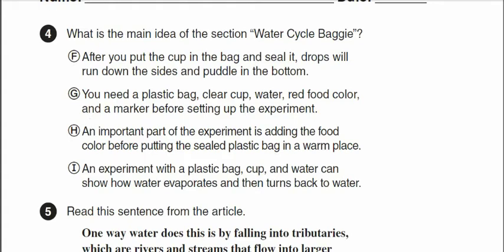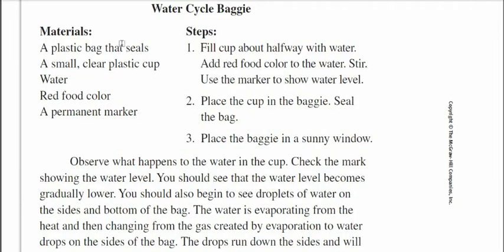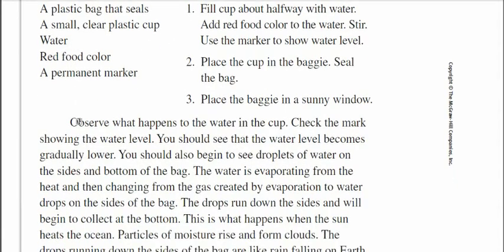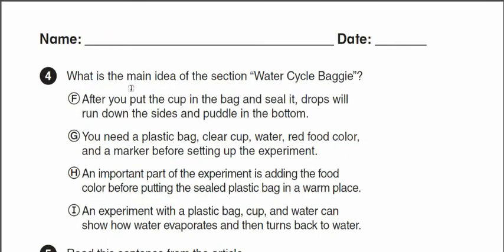If we go back to check that section, which is water cycle baggie, in this part, we have the materials for the experiment, then the steps, and after that we have the explanation of the experiment. If we check the choices again, as we are looking for the main idea, we need to get the general sentence, which is an experiment with these materials can show the water evaporates and then turns back to water, or as we said, the water cycle. So the answer for question number 4 is letter I.